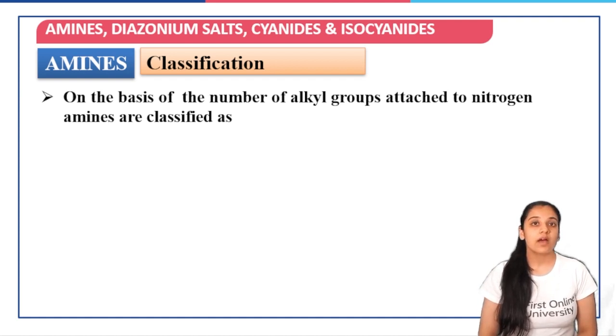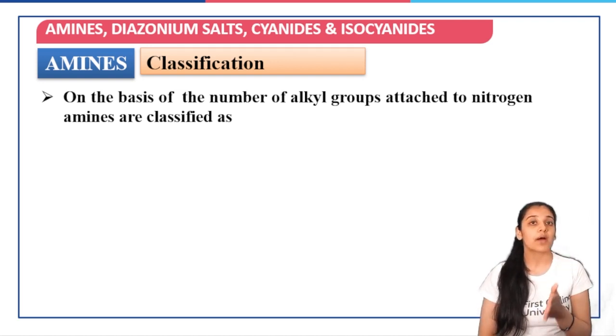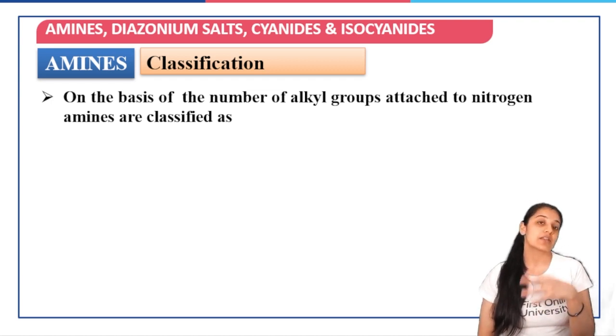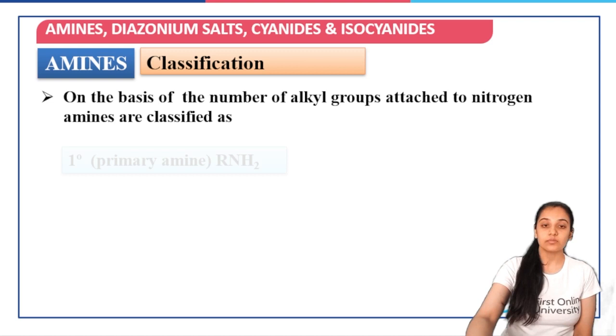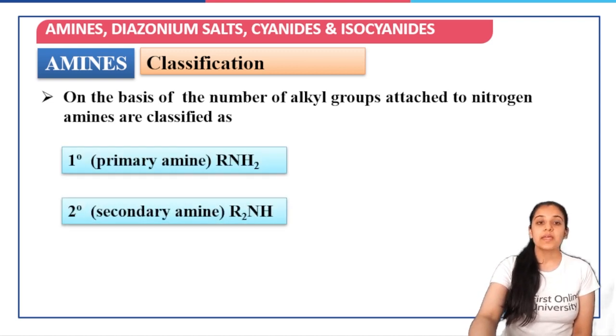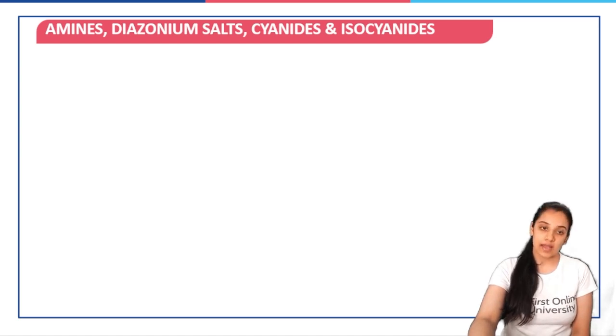Similar is the case with amines. But here, the classification is on the basis of the number of alkyl groups attached to the nitrogen. Here we are not going to talk about the carbon to which nitrogen is attached, but about the nitrogen itself. So if one alkyl or aryl group, that is one R group, is present, it is a primary amine. Two R groups present, it is a 2 degree or secondary amine. Three R groups present, it is a 3 degree or tertiary amine. Primary amine is RNH2, secondary amine is R2NH, and tertiary amine is R3N.